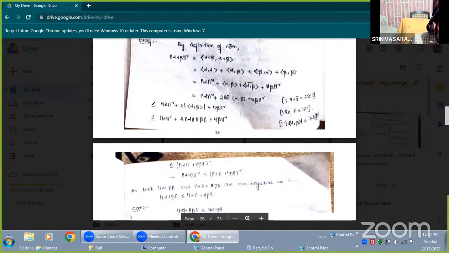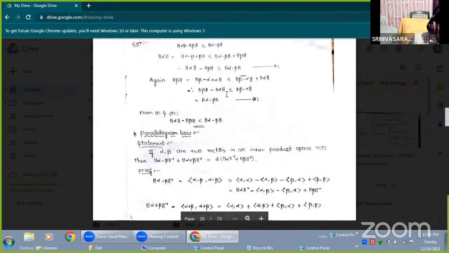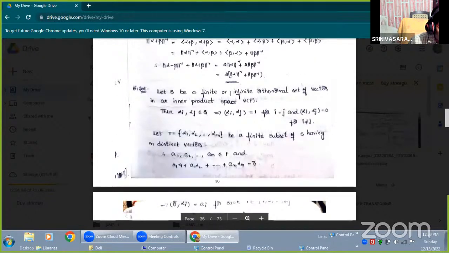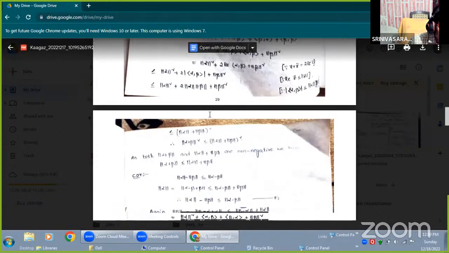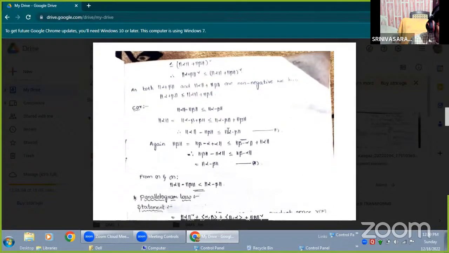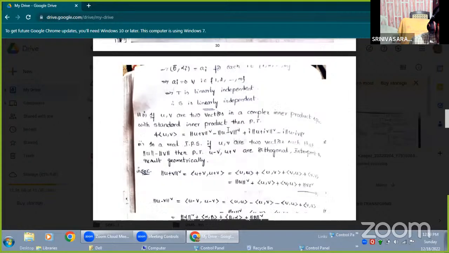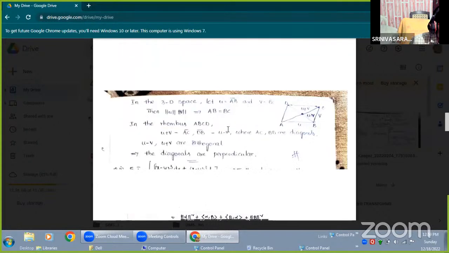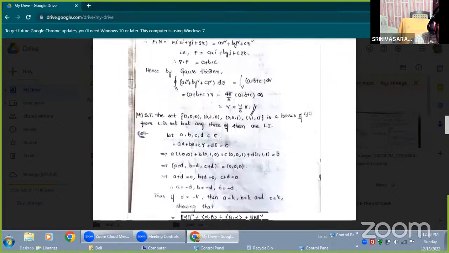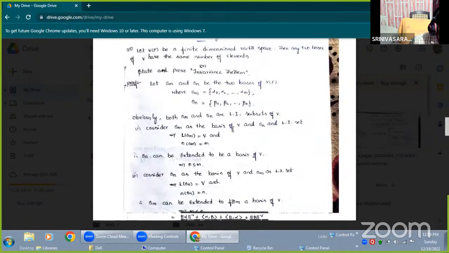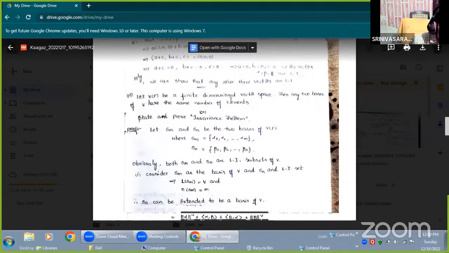This is the triangle inequality, parallelogram law. Now these theorems are very important in the final examination. State and prove the triangle inequality, state and prove the parallelogram law. Now these theorems in the fourth block are in your textbook. Okay, next one. Just you have to see and refer.